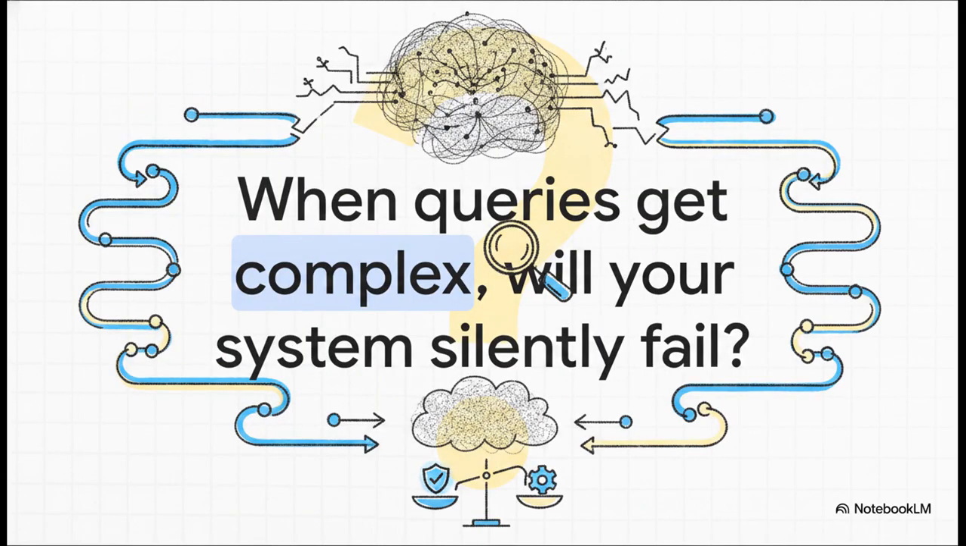So I want to leave you with this final thought. Your demo might work flawlessly today, but without multi-stage retrieval, what happens to your users' trust tomorrow? When your data scales up and the queries get way more complex, is your system going to adapt, or will it silently fail?